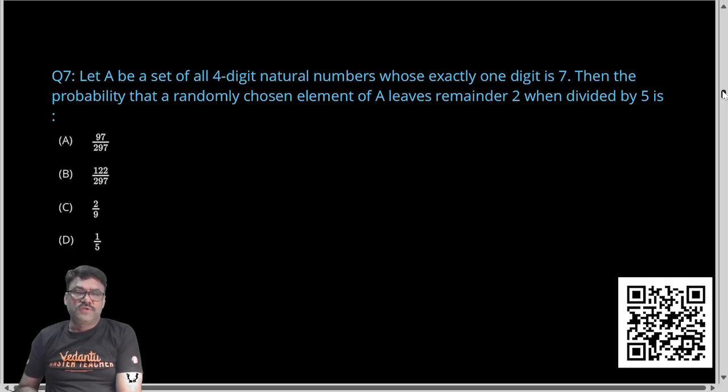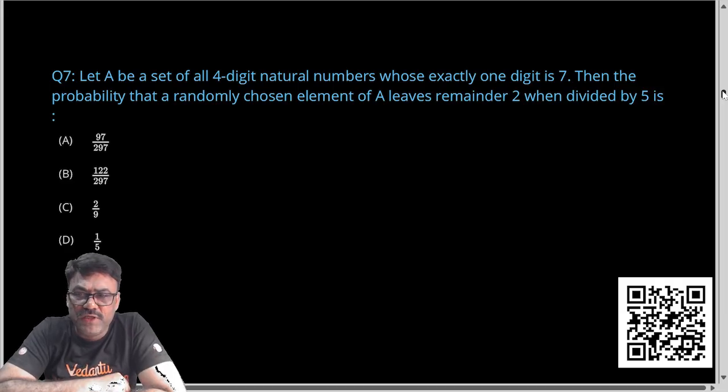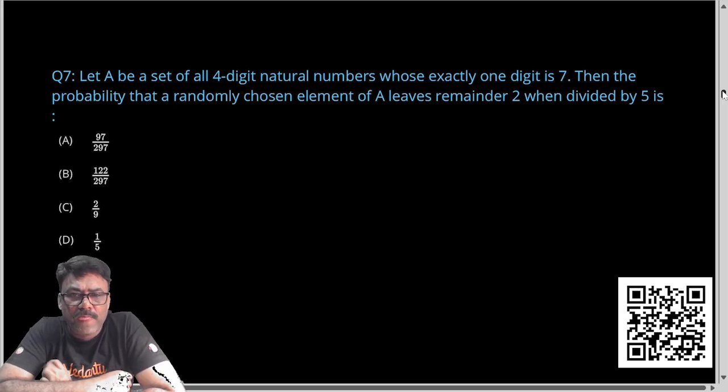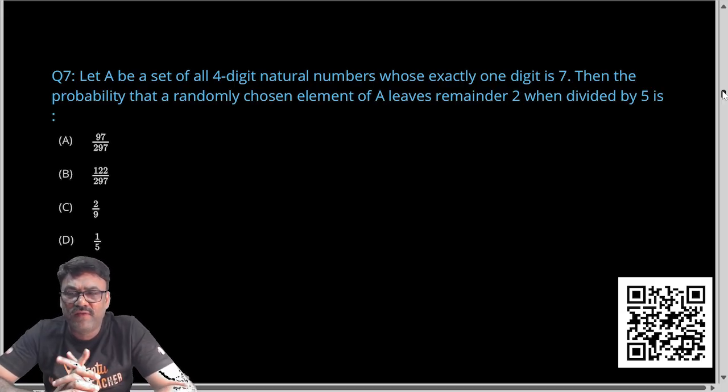Now let's see this question. This question is based on PNC, permutations and combinations. A good question, not an easy one. So they are saying that A is a set of all 4-digit numbers whose exactly one digit is 7. So first you have to find the 4-digit numbers whose exactly one digit is 7. Now if a number is randomly chosen from this set, what is the probability that this number when divided by 5 leaves remainder 2?